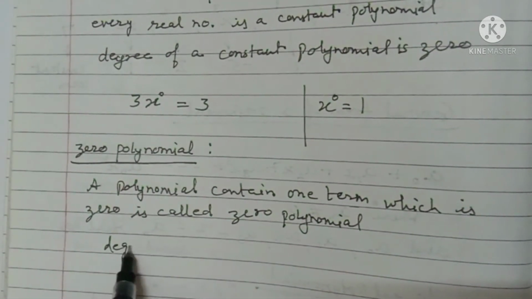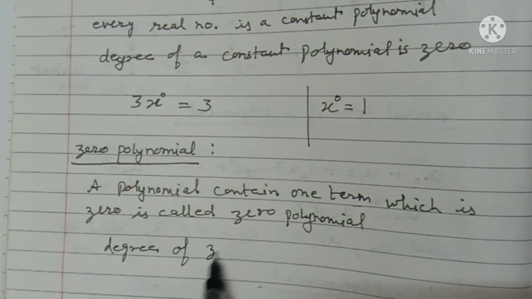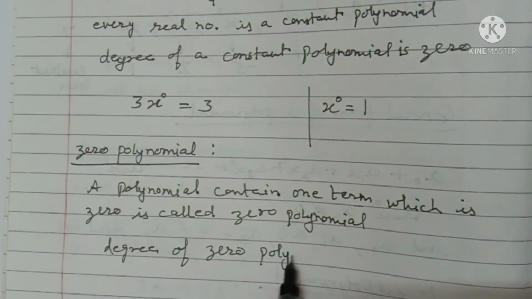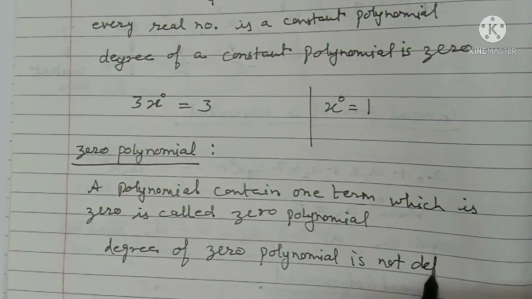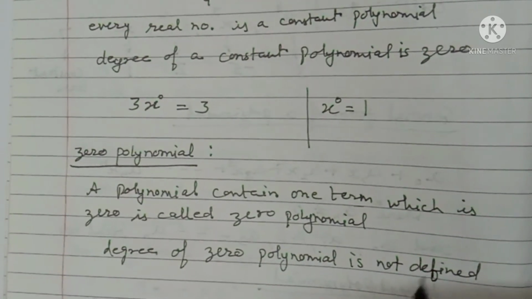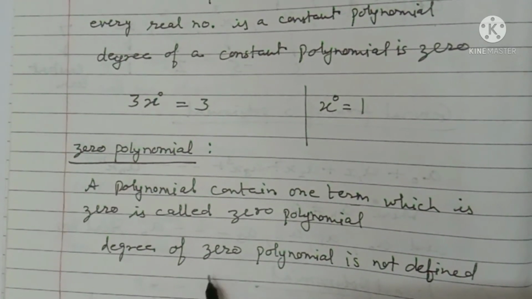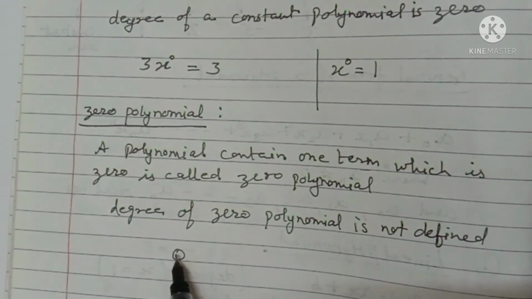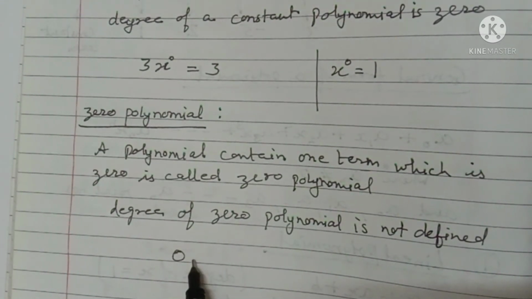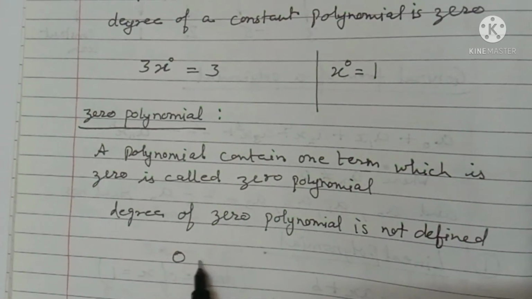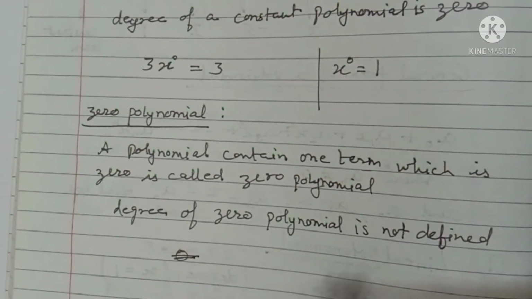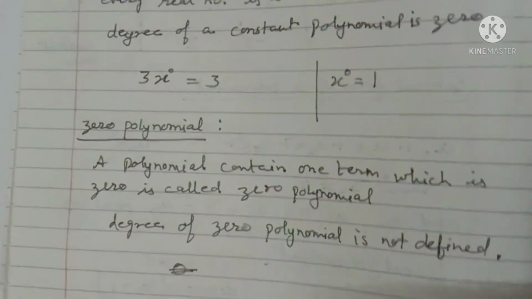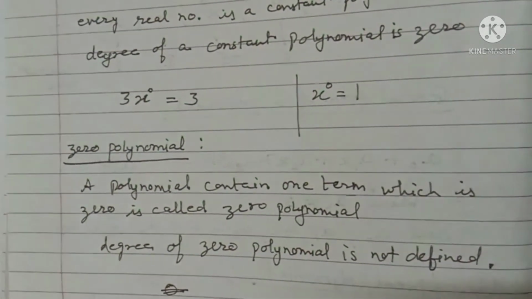The degree of the zero polynomial is not defined, because our term is 0, and when a term is multiplied by any variable it will still be 0. So the degree is not defined. Now we have studied the different types of polynomials.